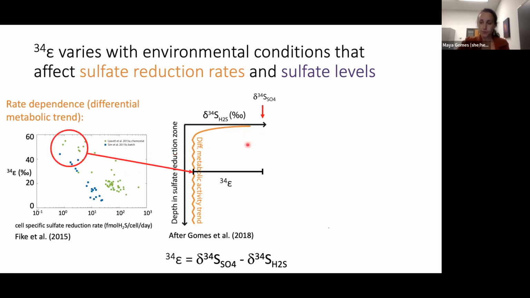In contrast, at depth, where you tend to have lower rates of sulfate reduction, you would have a larger fractionation, which favors the formation of hydrogen sulfide with really low values. And so these are the trends that we would expect to see if this is what is driving sulfur isotope variability in your system.